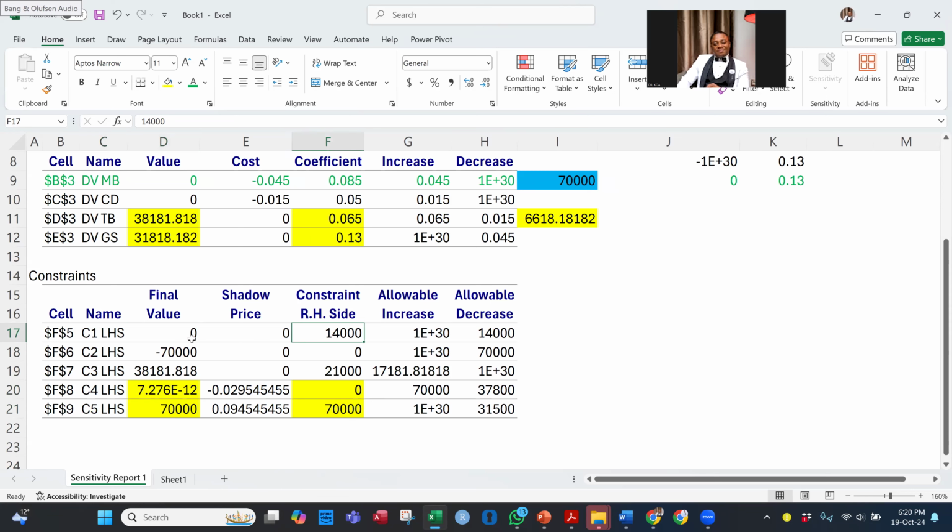Every other one, the left-hand side is not the same as the right-hand side. And another way for you to know that a constraint is binding is when the shadow price is not 0. Whether it's positive or negative, the shadow price is not 0. And that shows that the constraint is binding.